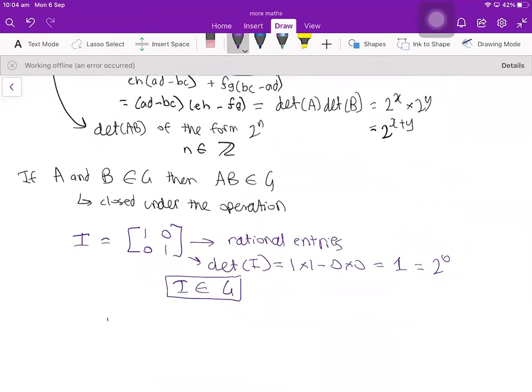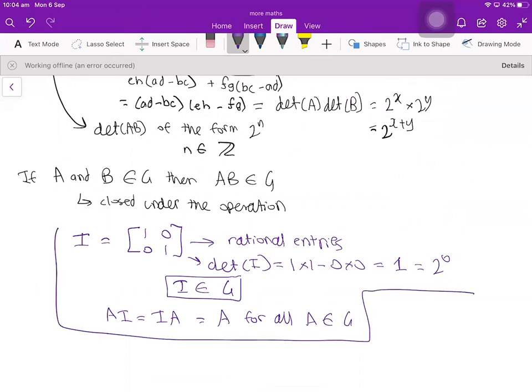And this satisfies AI equals IA is equal to A for all A in G. So by the property of the identity matrix, AI equals IA equals A. And this is enough to show the existence of an identity element. So I is an identity element.